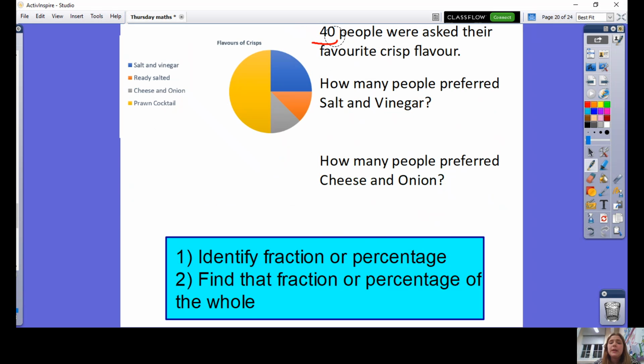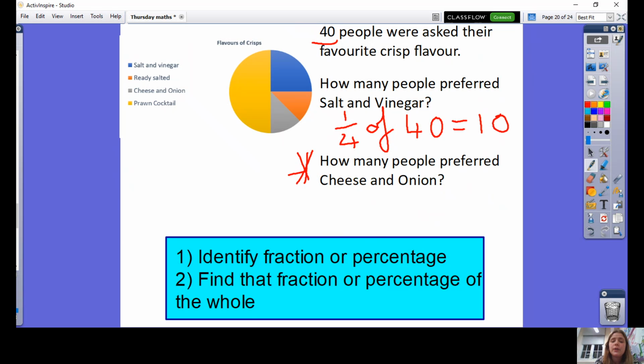In this question, 40 people are asked about their favourite crisp flavour. How many people preferred salt and vinegar? Step 1, find the fraction. 1/4 of people like salt and vinegar. Step 2, find that fraction of the amount. The total is 40. 1/4 of 40 is equal to 10.